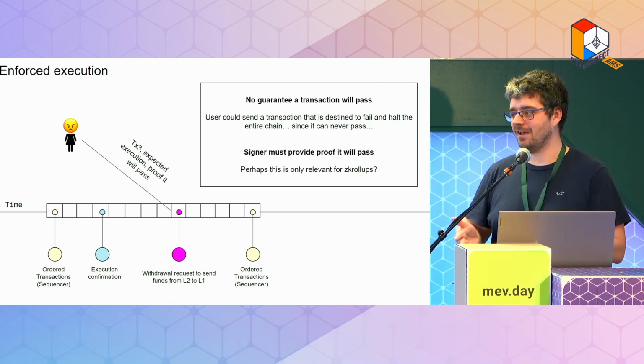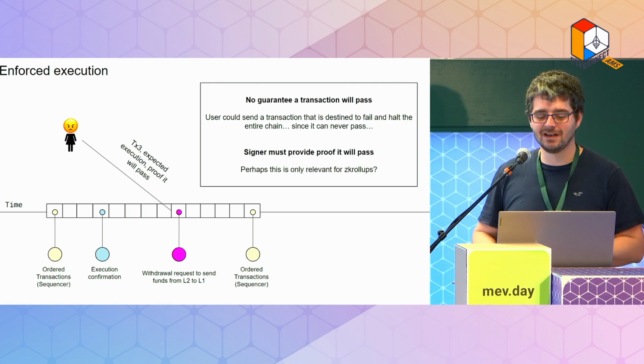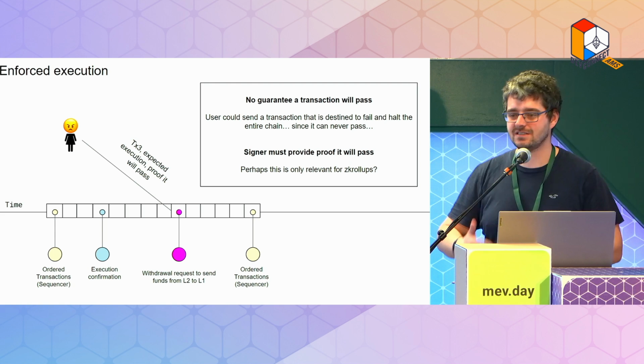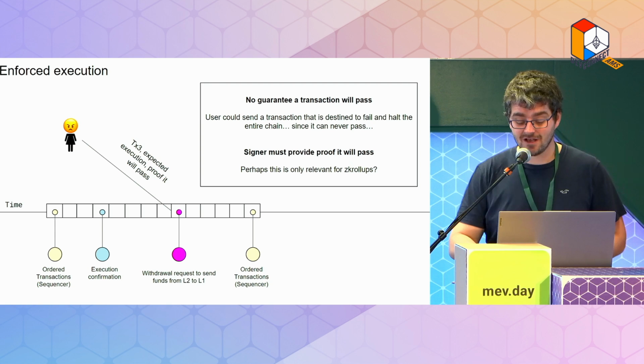So the only real way to solve it, from my understanding, is you would submit the transaction and a proof that based on the previous checkpoint, this is indeed a successful transaction. So maybe it's only relevant for the ZK rollups. But generally, I don't have a better solution to it. That's basically the end of the talk.